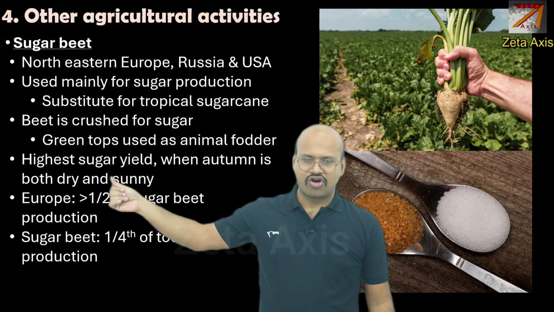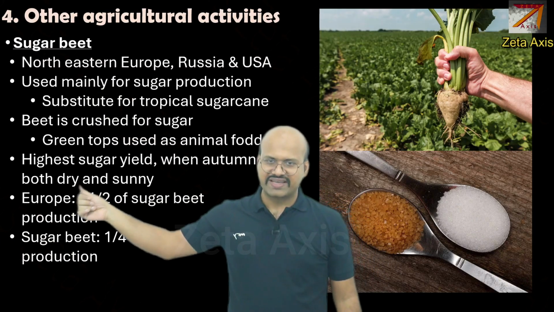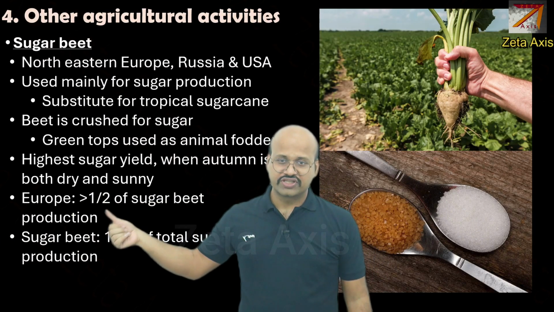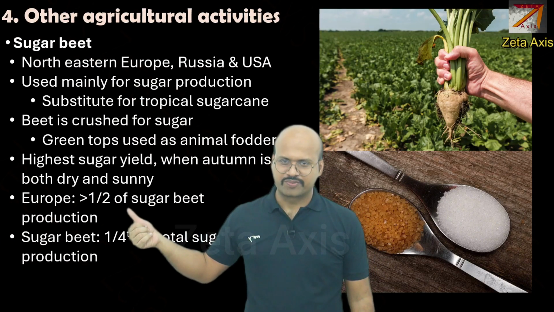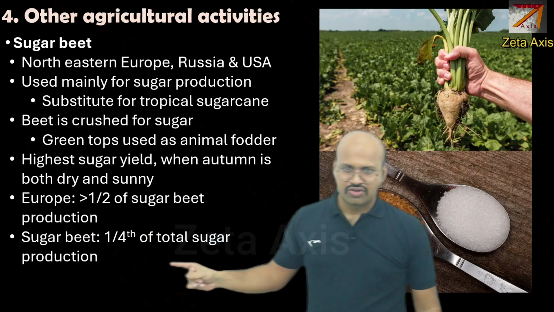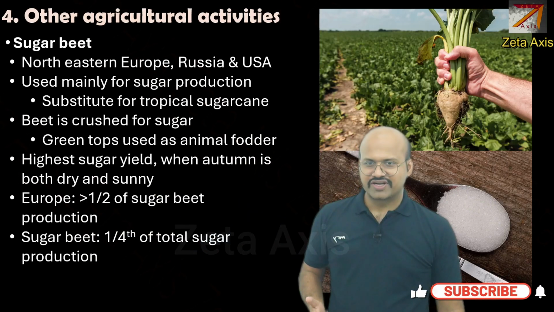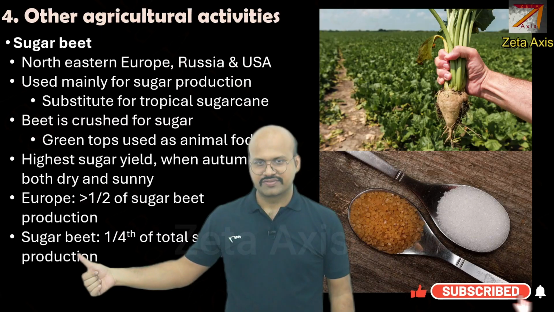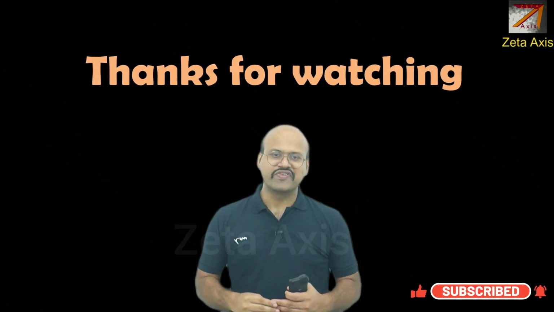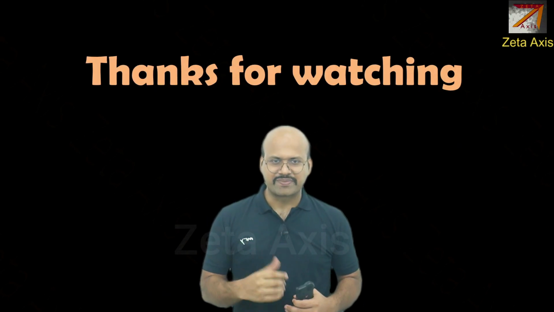High sugar yield occurs when autumn is both dry and sunny. Europe produces more than half of sugar beet production, but only 1/4 of the total sugar produced in the world is produced by sugar beet. With this, we will conclude our video on the British type of climate.